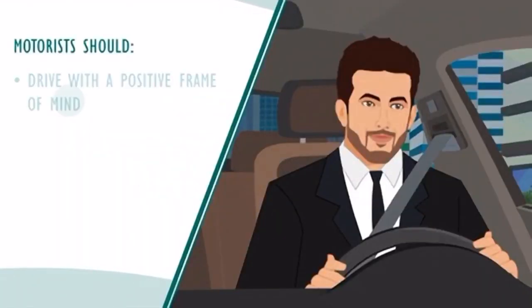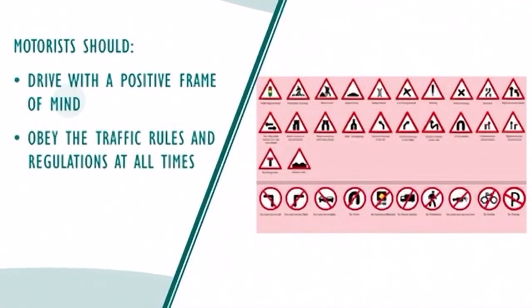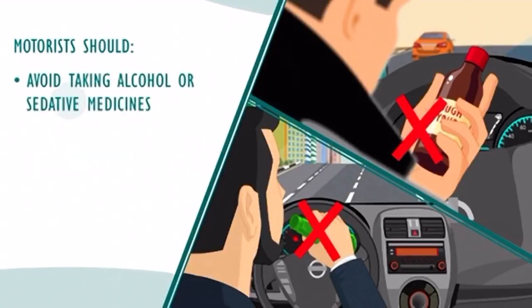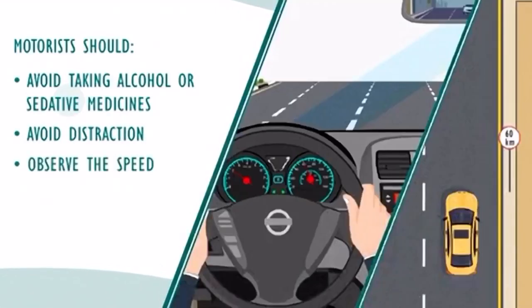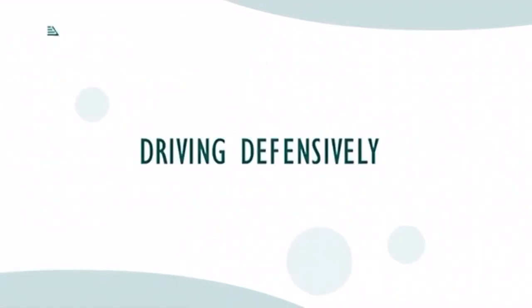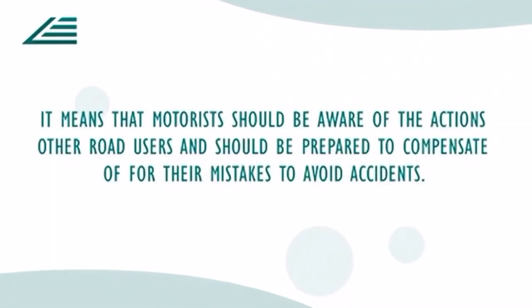Motorists should drive with a positive frame of mind, obey the traffic rules and regulations at all times, always use a seatbelt, avoid taking alcohol or sedative medicines, avoid distraction, observe the speed, and communicate with other road users. Driving defensively. Defensive driving is a set of driving skills that allow motorists to defend themselves against possible collisions, mainly instigated by other road users. It means that motorists should be aware of the actions of other road users and should be prepared to compensate for their mistakes to avoid accidents.